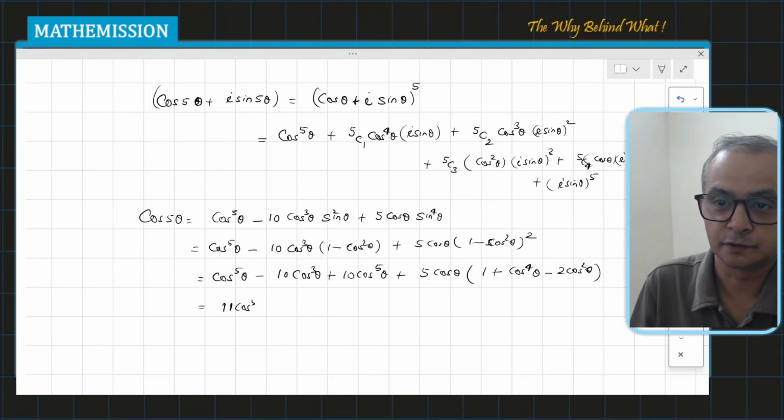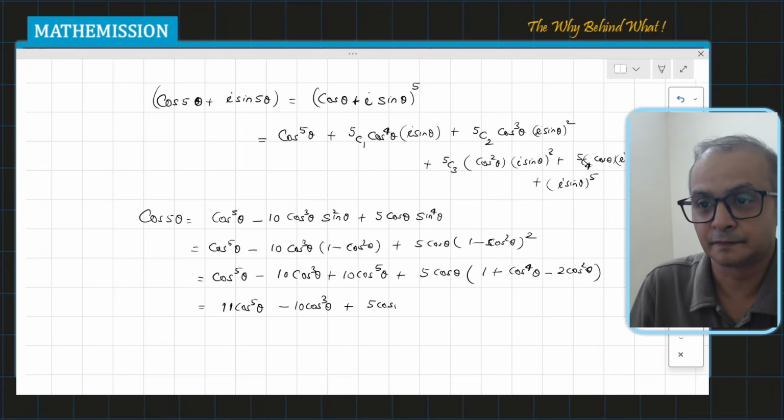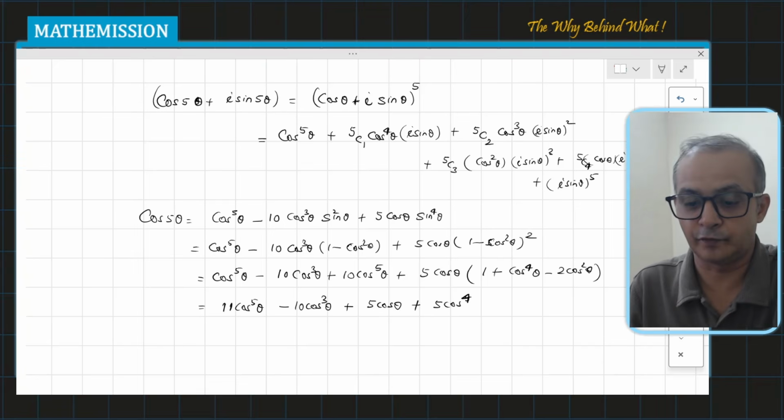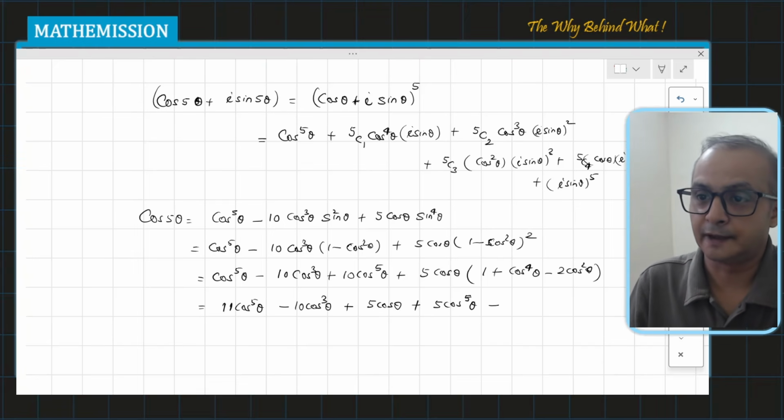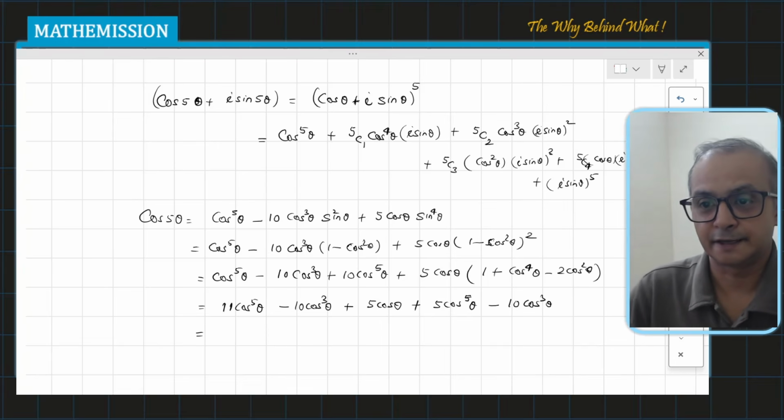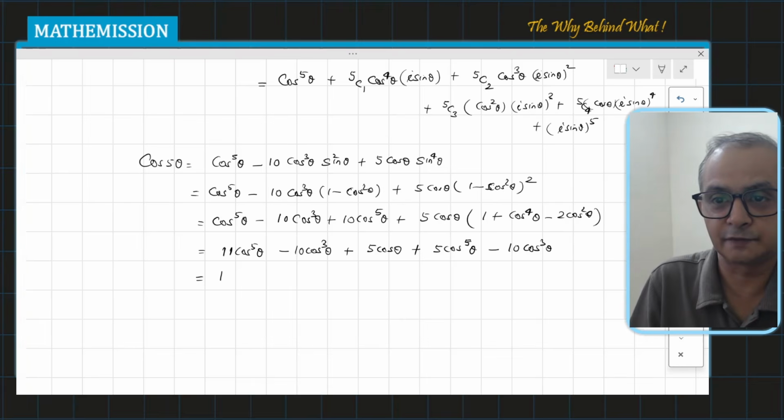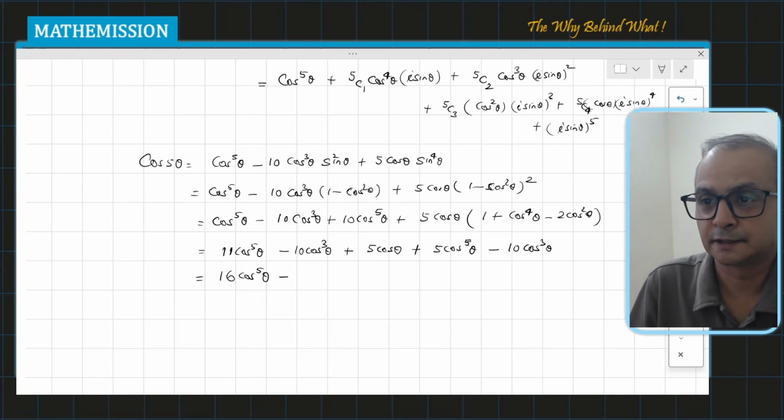11 cos to the power 5 theta minus 10 cos cube theta. Here it's going to be 5 cos theta, then plus 5 cos to the power 5 theta, and here minus 10 cos cube theta. If I collect all the terms, 11 plus 5, 16 cos to the power 5 theta minus 20 cos cube theta plus 5 cos theta.